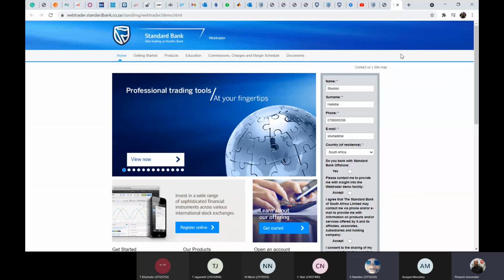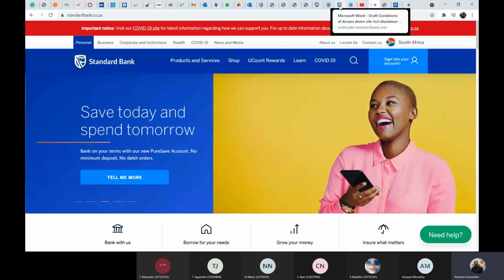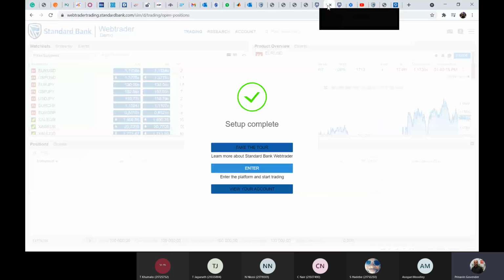So if Mr. Hadebe had completed that on his own, like I had done, and filled in all the forms, then I'm going to go straight into my account now. Once he does that and gets his username and password, he would enter that in and come to WebTrader. So let's go and view my account. Or if I want to learn about it, I could have taken the tour.